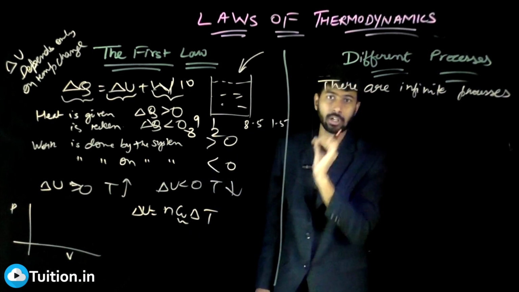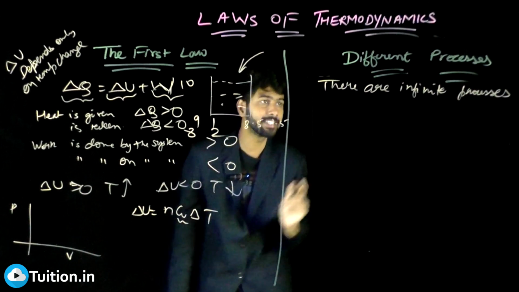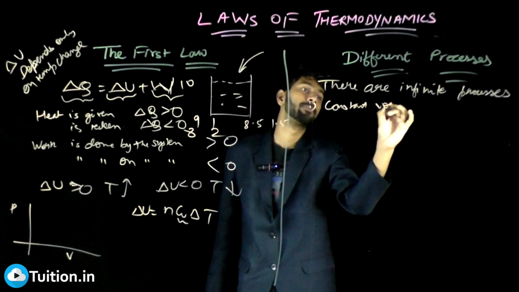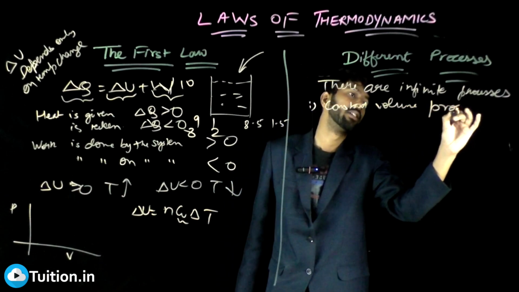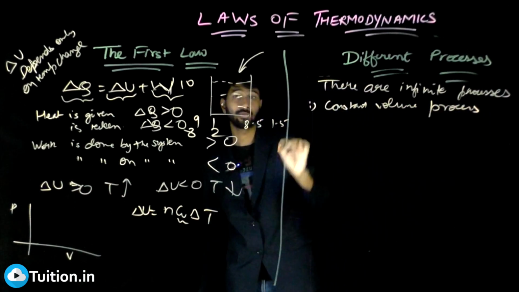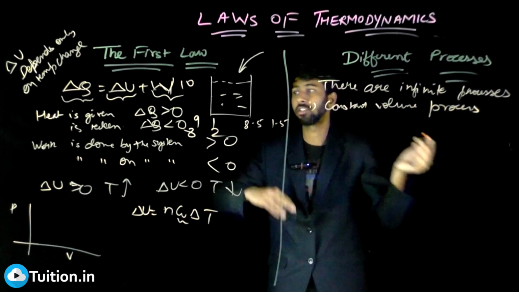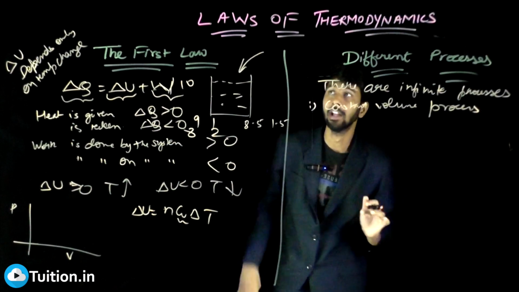For that, first of all, you have to understand that out of those, one process is a constant volume process. A constant volume process is where your volume doesn't change at all, right? I've actually started discussing different processes alongside, so I'll discuss both of them together.